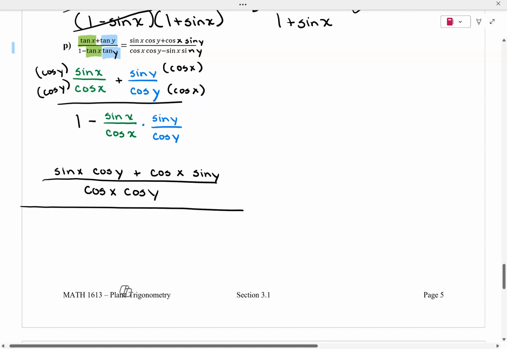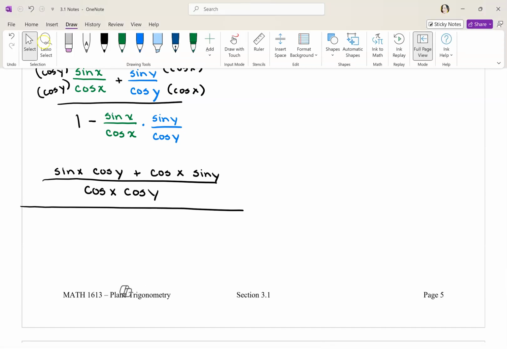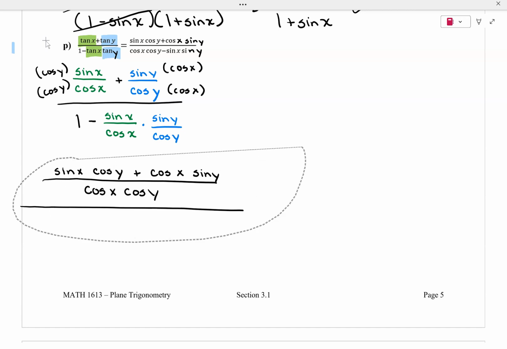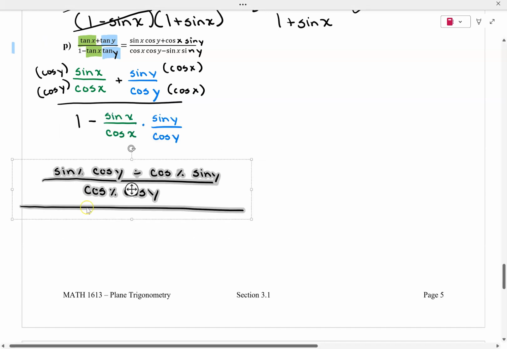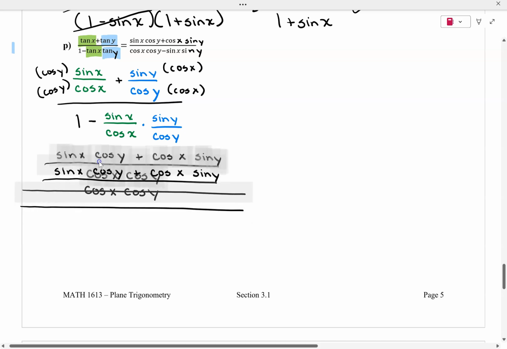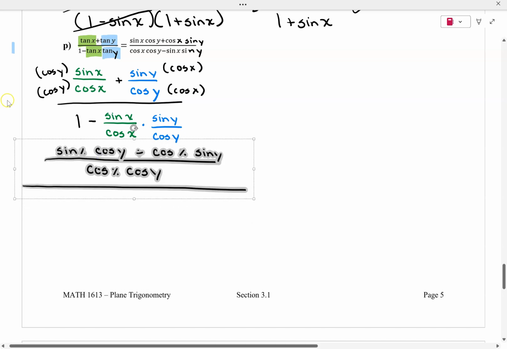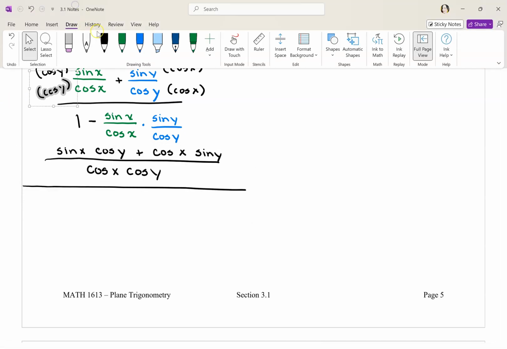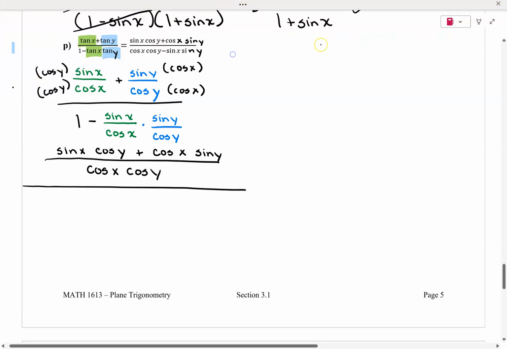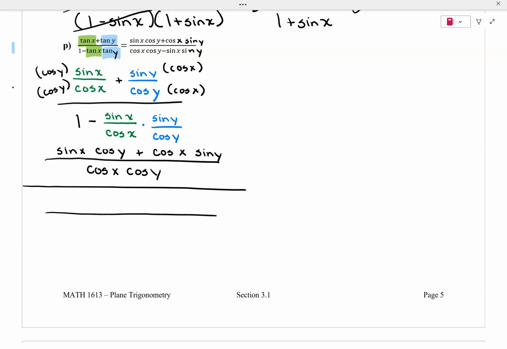I don't think I need to go that far down. Hold on, because I'm going to run out of room. Scoot that up a little bit. Okay. So maybe like right here. So this is going to be cosine of x cosine of y.